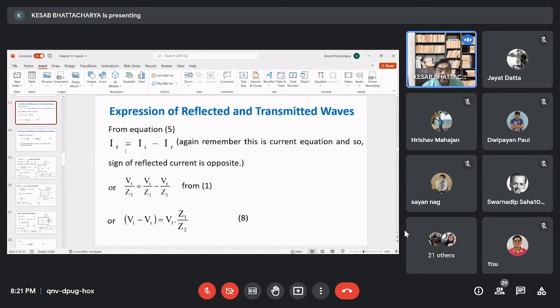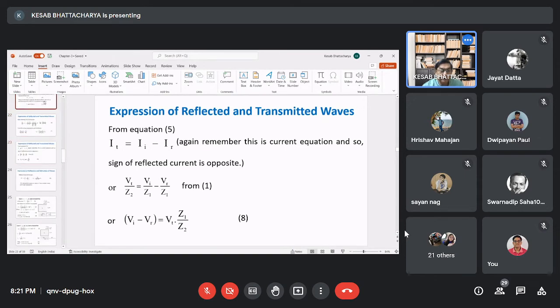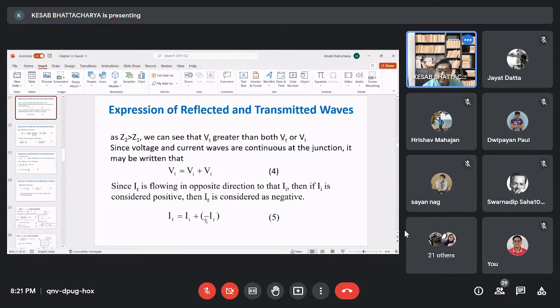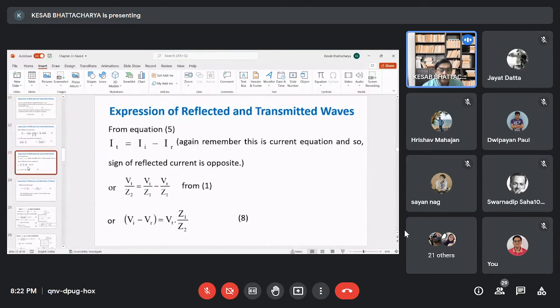From equation 5, It is equal to Ii minus Ir, as we have seen from equation 5. So from here, It is equal to Ii minus Ir. Now for It, if we substitute Vt by Z2, Ii equal to Vi by Z1, and this is Vr by Z1, then what can we write? Vi minus Vr is equal to Vt into Z1 by Z2. Let that be equation 8.